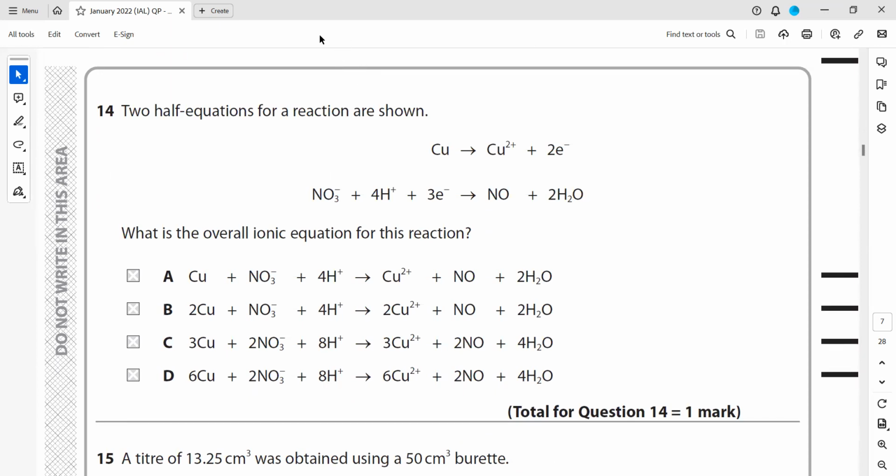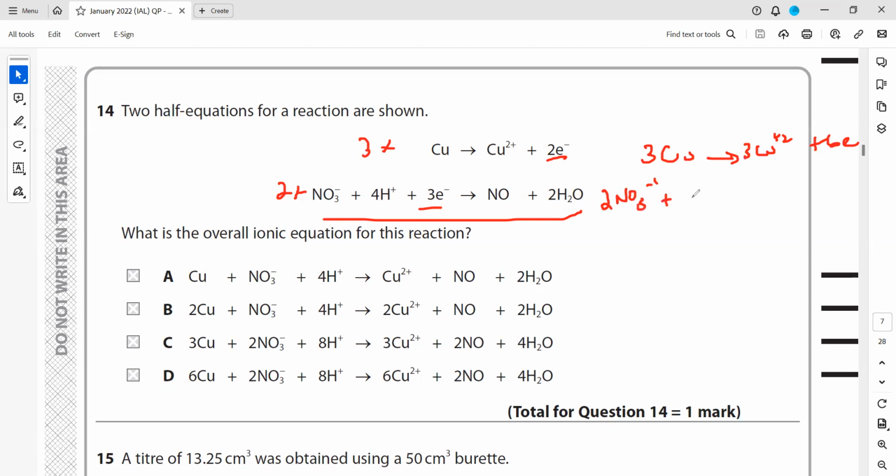What is the overall equation? To write an overall equation, we make the number of electrons the same. This one is 2 and this one is 3. So we multiply this equation by 3 and the other equation by 2. So this will be 3Cu giving 3Cu2+ plus 6 electrons. And the other one we multiplied by 2, so 2 nitrate ions plus 8 hydrogen ions plus 6 electrons.